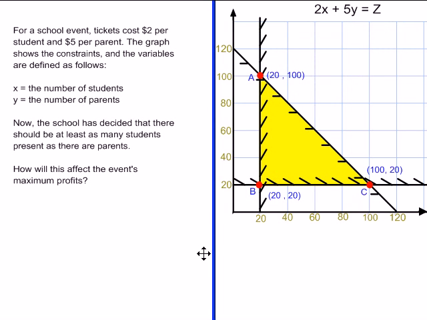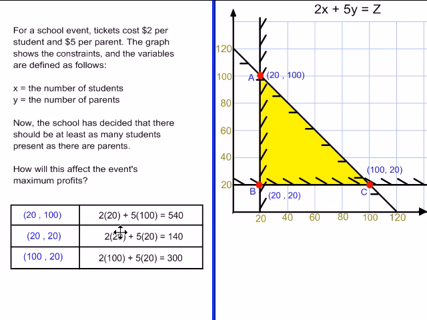The next thing you do is start building your table using the vertices that are already identified in the graph for you. Here's my table. The three vertices, (20, 20), (120, 20), and (20, 100), are already in there. And I plug all three of those vertices into this optimization function. I get these answers, 540, 140, and 300.